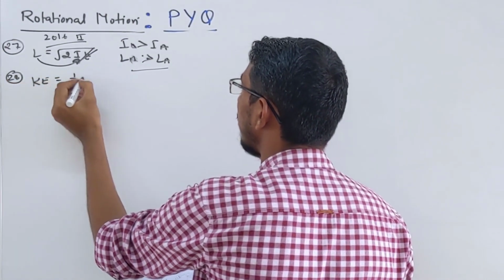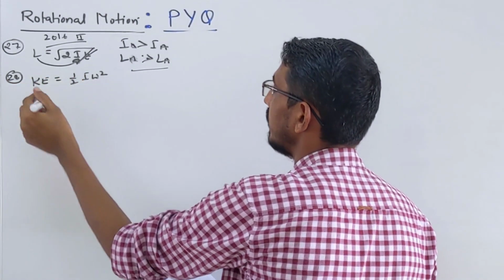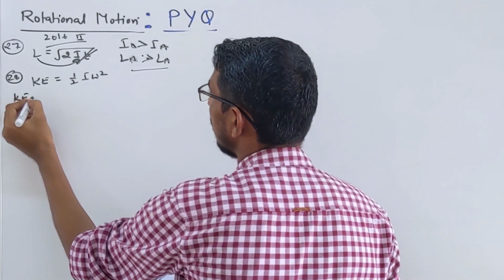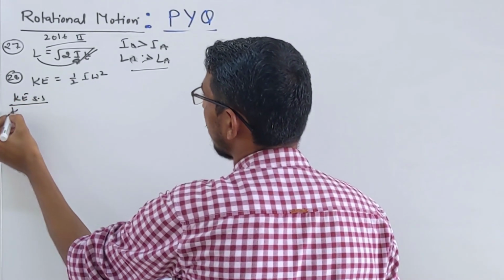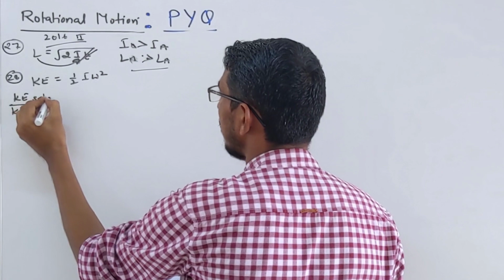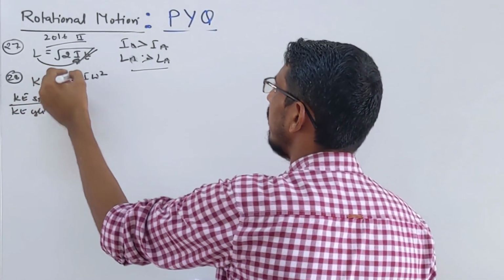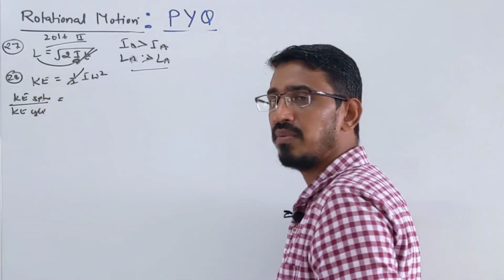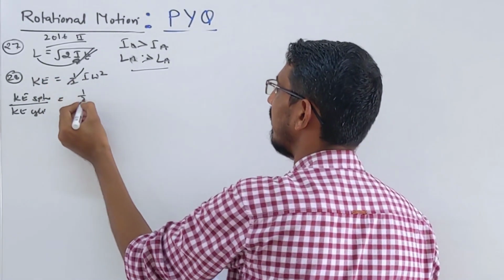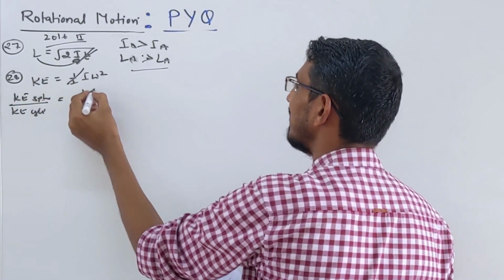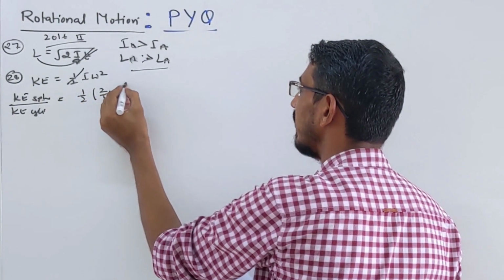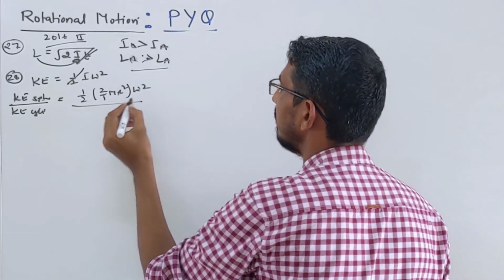The first formula is half I omega square. So we need these two things: kinetic energy of the solid sphere, and kinetic energy of the cylinder. Both are given as solid. I am not writing the half since it will cancel, both have the same, but still let's write half. The inertia of the sphere is 2 by 5 m r square omega square.